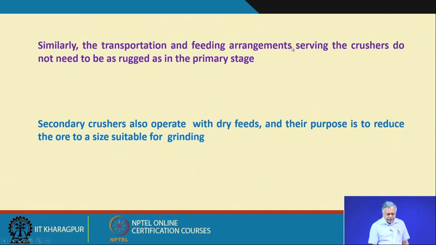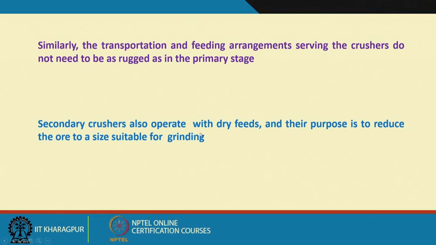Similarly, the transportation and feeding arrangements serving the crushers do not need to be as rugged as in the primary stage, because in the primary crushing stage, as we said, it can accept up to 1.2 meter particles. So, how do you handle these sizes of material in large tonnages like 5000 tons per hour? Your bulk material handling system has to be very robustly built and rugged, whereas because of the fineness of the material, you can easily transport the primary crusher product through a conveyor belt and feed it to a secondary crusher.